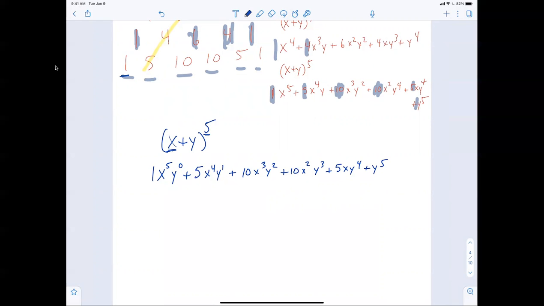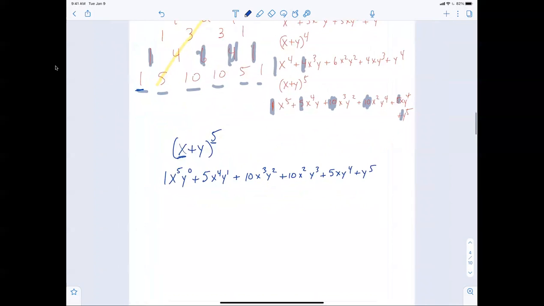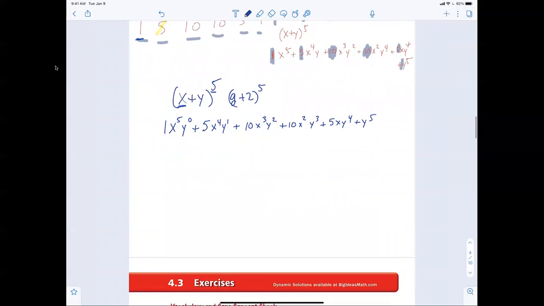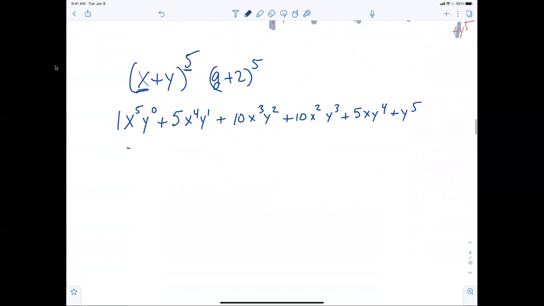Now the problem is we don't have x's and y's. We have g plus 2 to the 5th, right? So now I want you to tell me what is in fact x? G. So wherever you see an x, you're going to put g, and wherever you see a y, you're going to put a 2. So here we go. We have g to the 5th plus 5g to the 4th times 2.